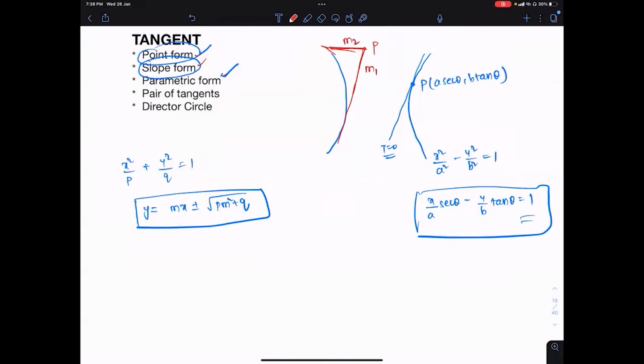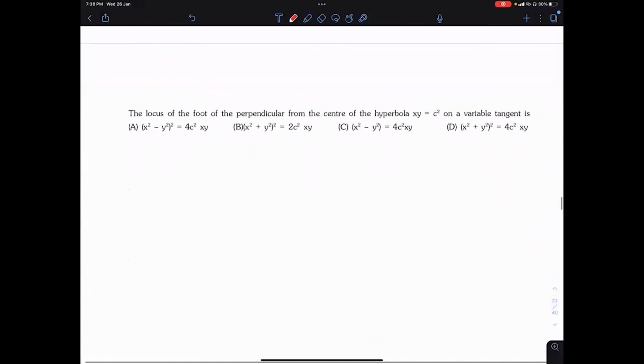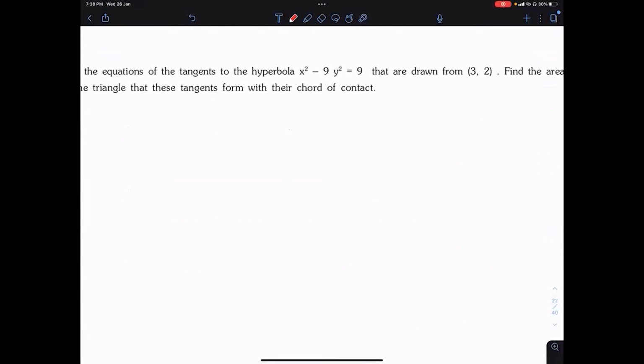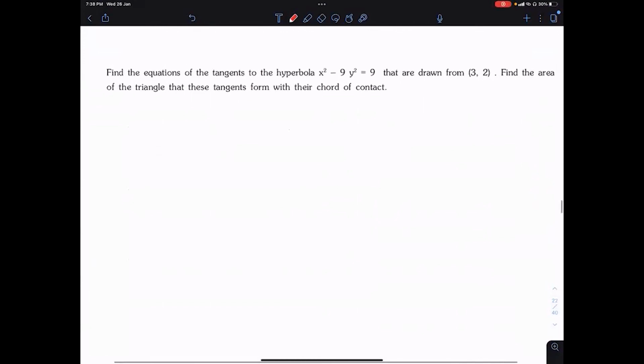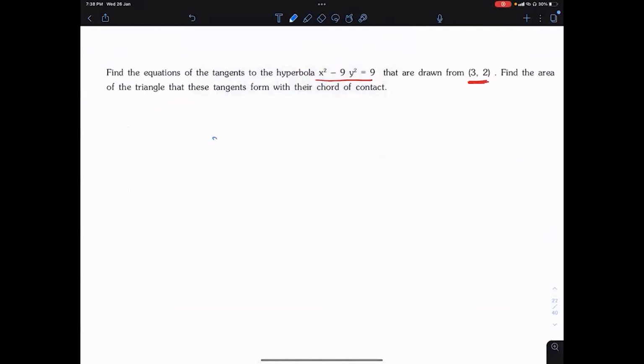Okay. Let us see some question. Let us say they have given, we need only half of the question, we'll solve that: the equation of tangents to this hyperbola from (3, 2), let's say. Now, the hyperbola equation is given by x square by 9 minus y square by 1 is equals to 1.